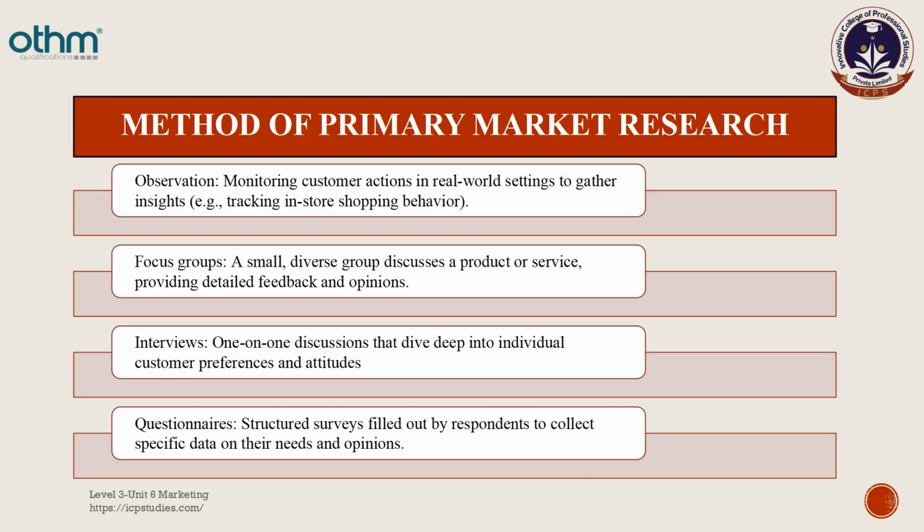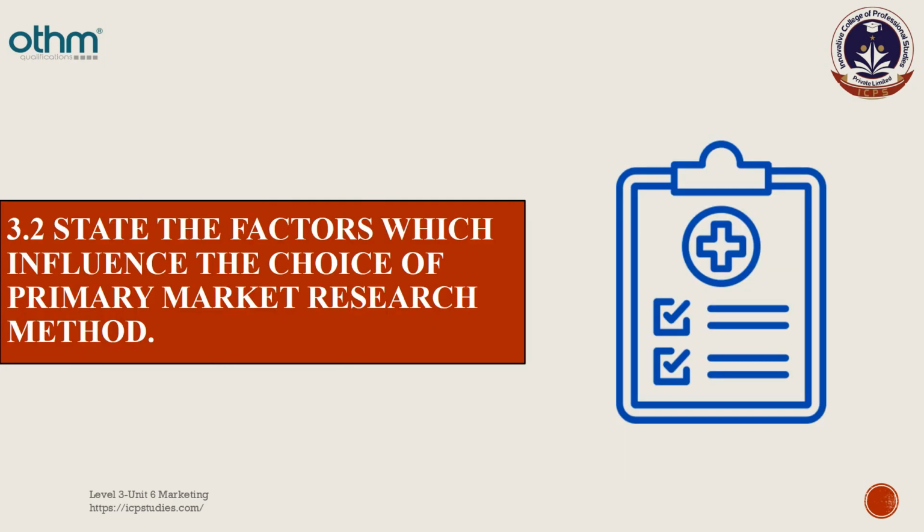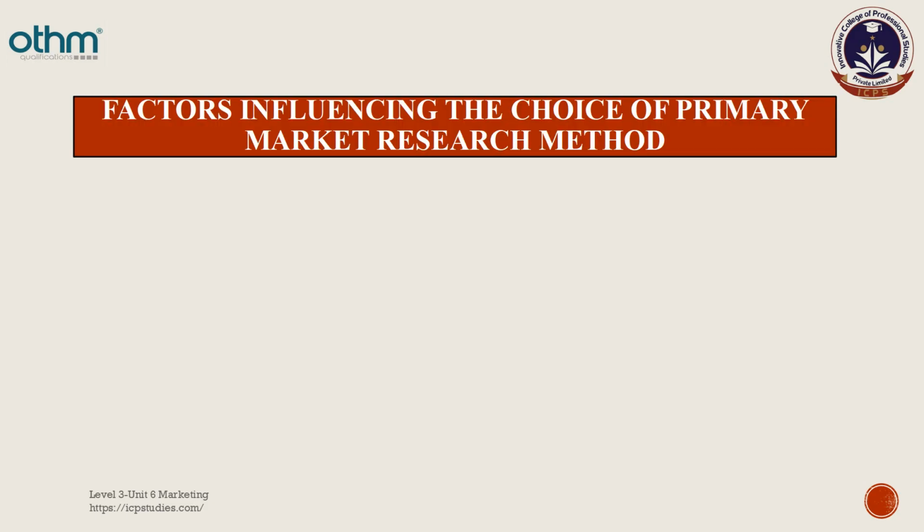It is a one-on-one discussion and it dives deep into the individual customer's preferences, attitudes and behaviors. Then we have the fourth method, called questionnaires. Questionnaires are basically structured surveys filled out by the respondents to collect specific data according to their needs and opinions. Now we have the second assessment criteria of the third learning outcome, in which we state different factors which influence the choice of the primary marketing research method.